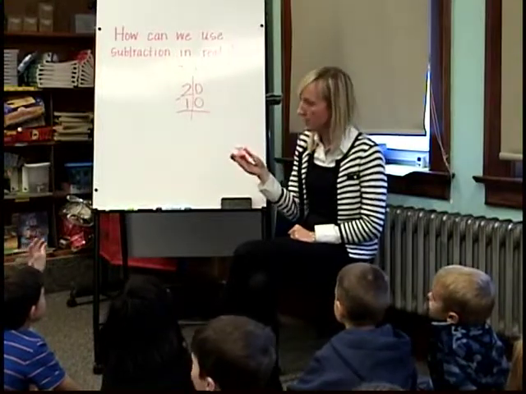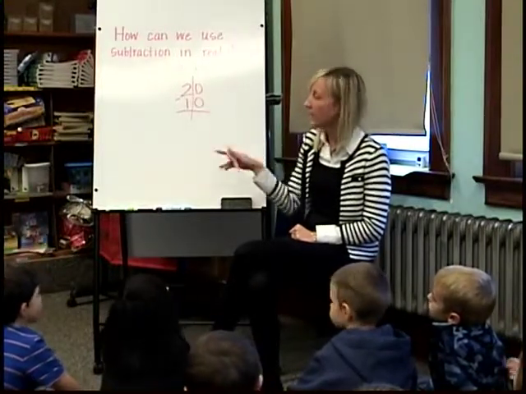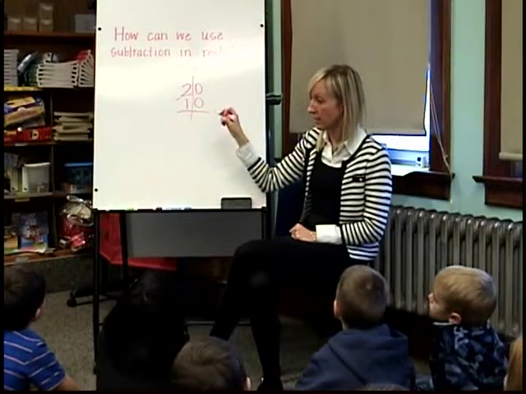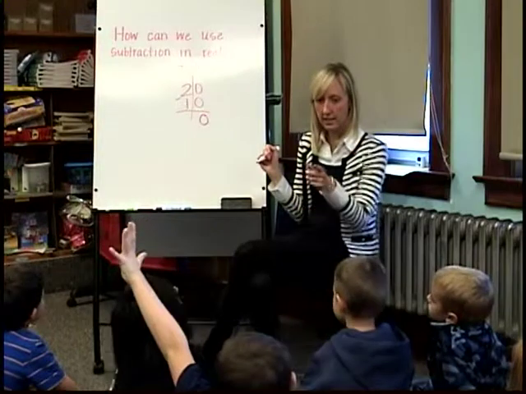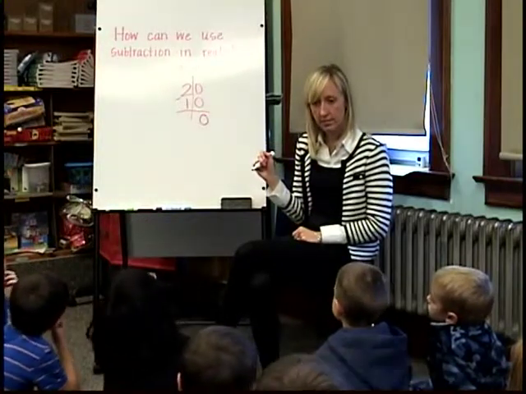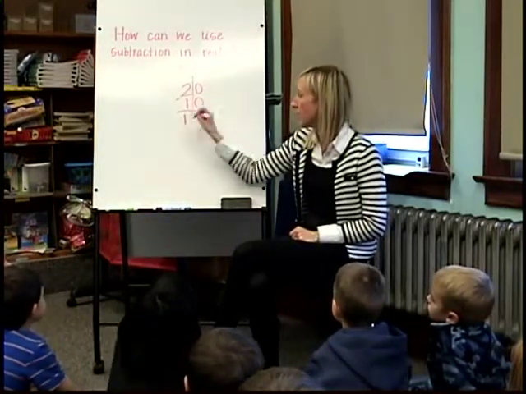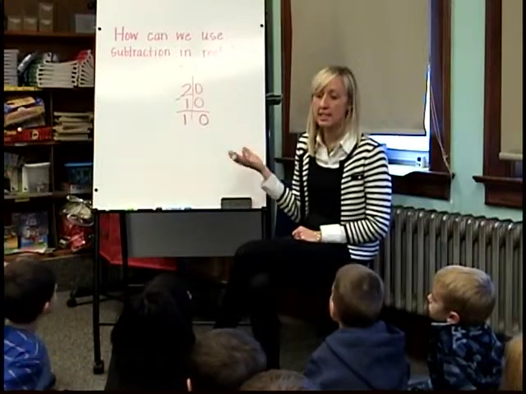So, Nolan, you said to subtract the ones first, right? So 0 minus 0 is 0. Then you go over to the 10 side. 2 minus 1 is 1. Very good. So our answer is 10.